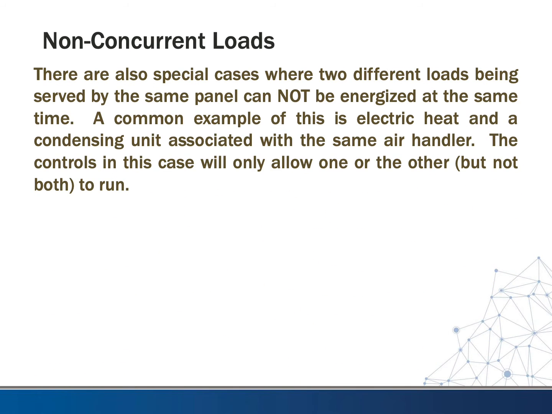Non-concurrent loads. So there are also special cases where two different loads being served by the same panel cannot be energized at the same time. A common example of this is electric heat in a condensing unit associated with the same air handler. The controls in this case will only allow one or the other, but not both to run.